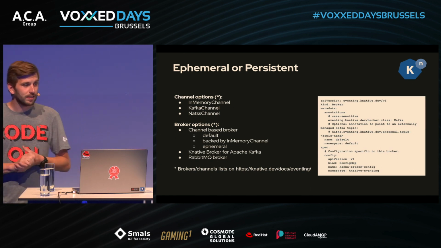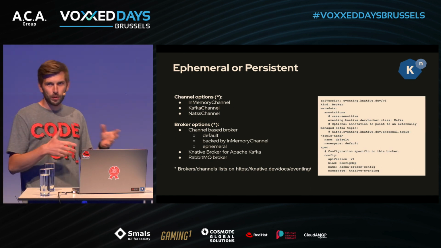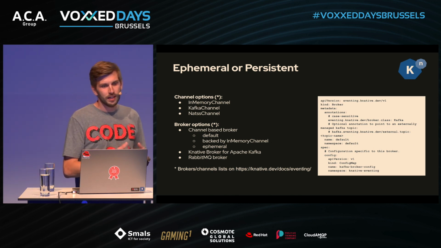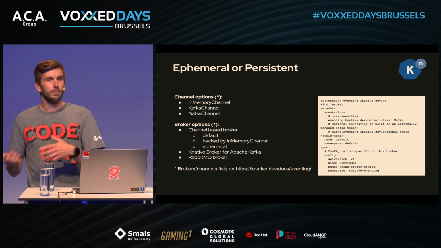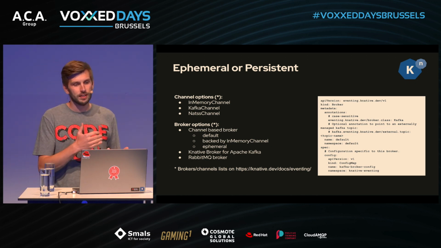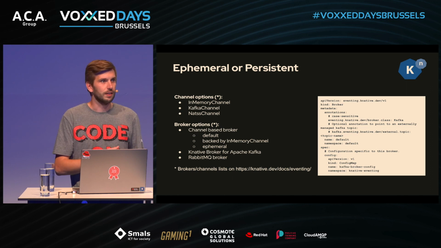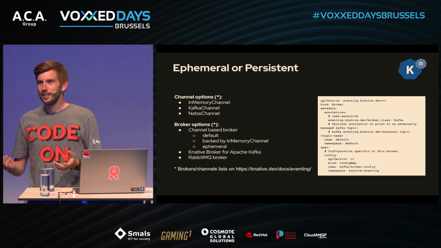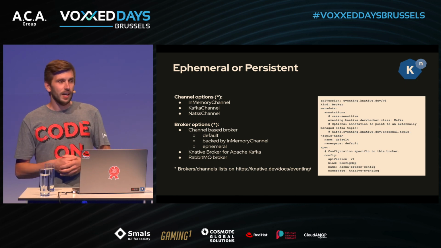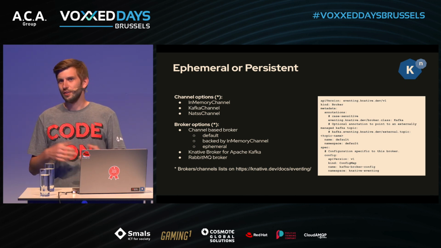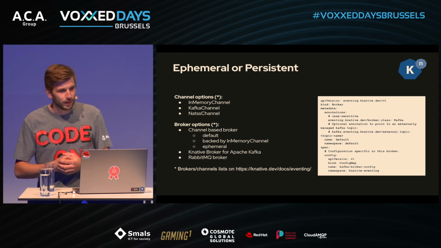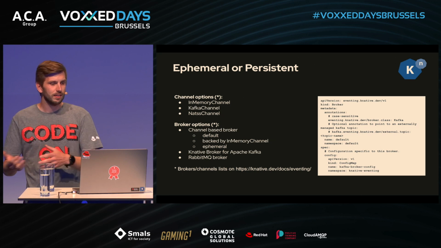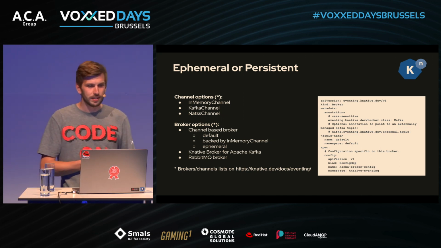By default, there are multiple implementations for channels and for brokers, and some are ephemeral, some are persistent. So by default, there is an in-memory channel for channels. As the name says, it's in memory, so it's not very resilient, but it's good for development use cases or to just start quickly. It doesn't consume too many resources. If you want to have something persistent, there are Kafka channel and NATS channel.